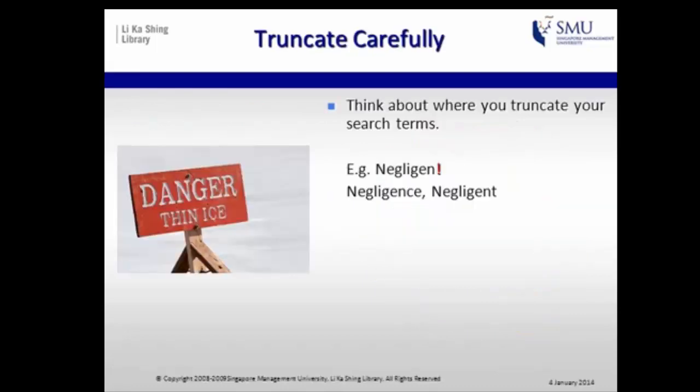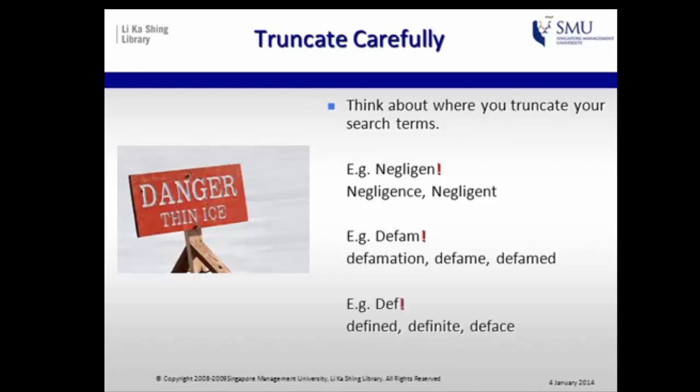It is important to think very carefully about where you truncate your search terms. Truncate it properly, like in negligen, and you will get variations of negligence and negligent. If you are looking for variations of defame, truncating after DEFAM will give you defamation, defame, and defamed. However, if you try to truncate after DEF, this would give you defined, definite, and deface, which would not be the relevant terms you were looking for.